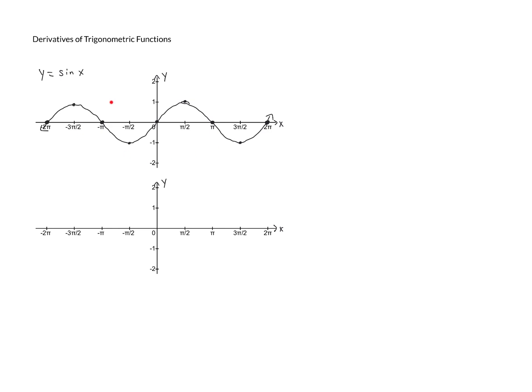So this is a graph of the sine function, and what I want to do, without doing any limit definitions of derivatives or anything, at least to start with, is get an idea of what the graph of the derivative might look like. So let's figure out what the graph of the derivative of sine of x might look like.